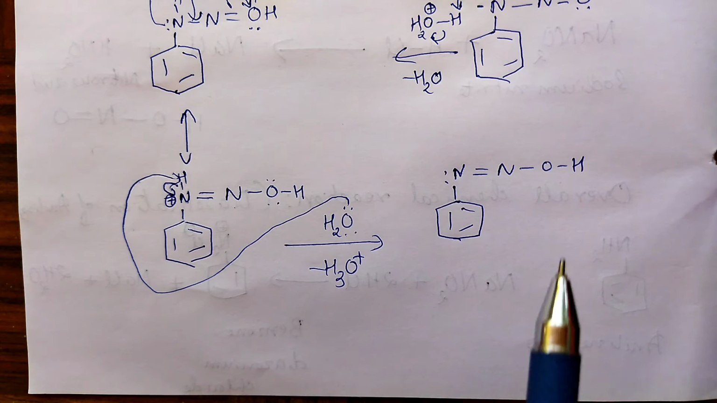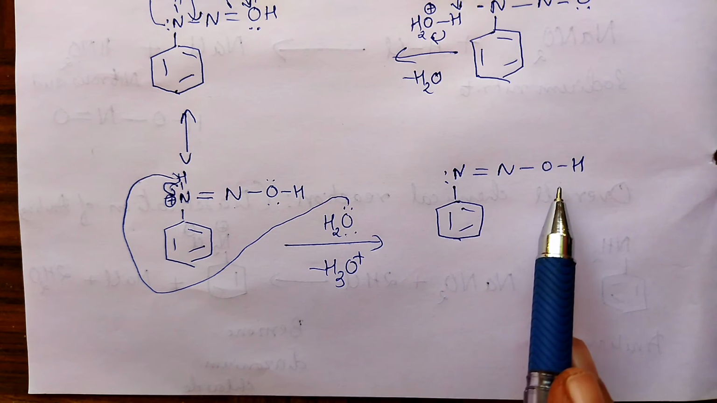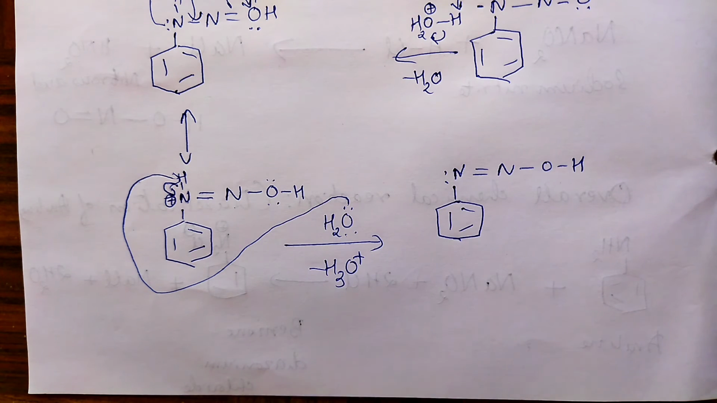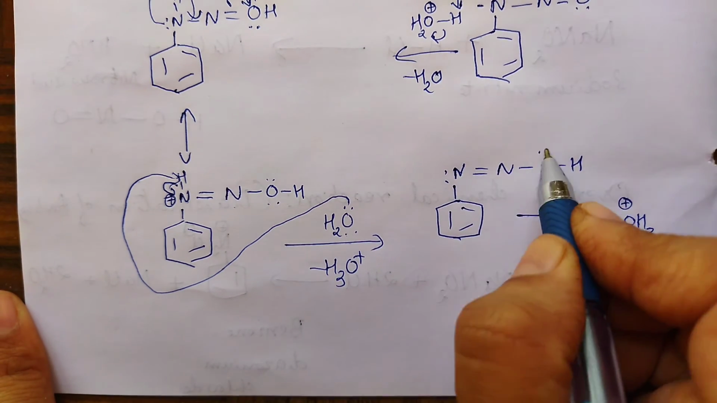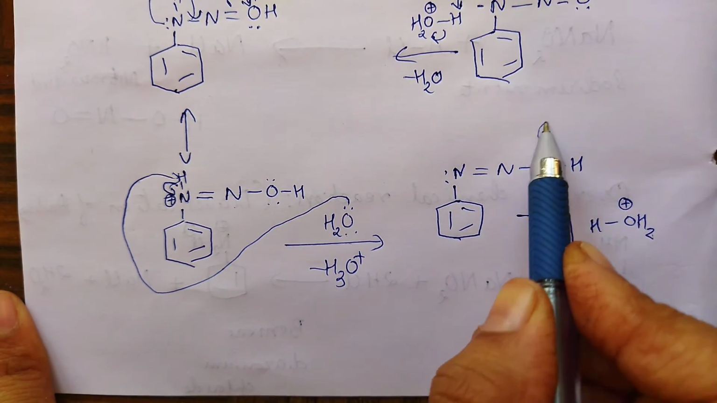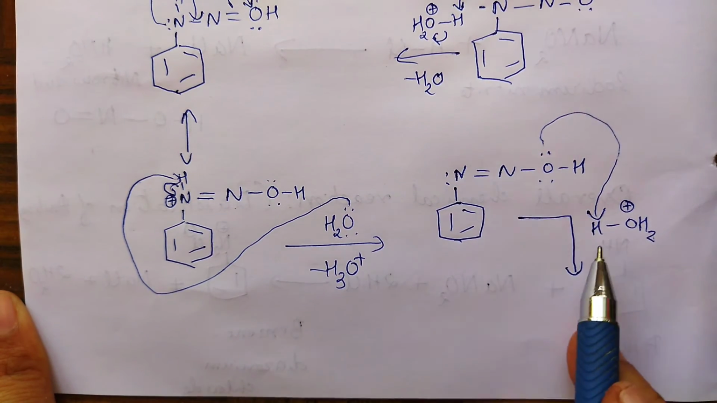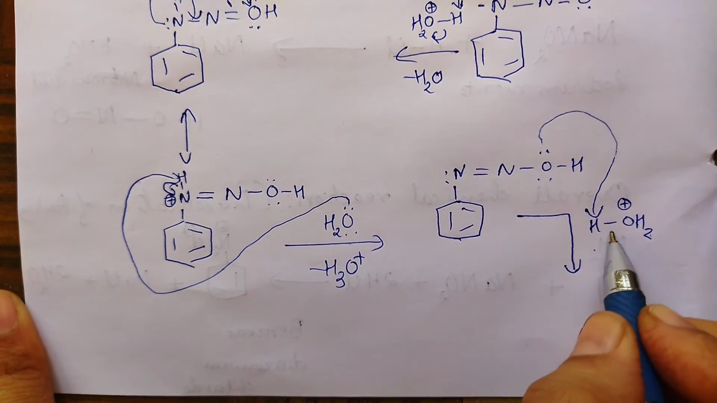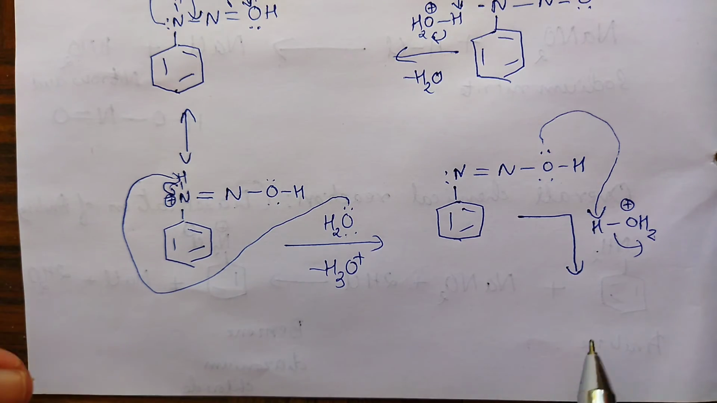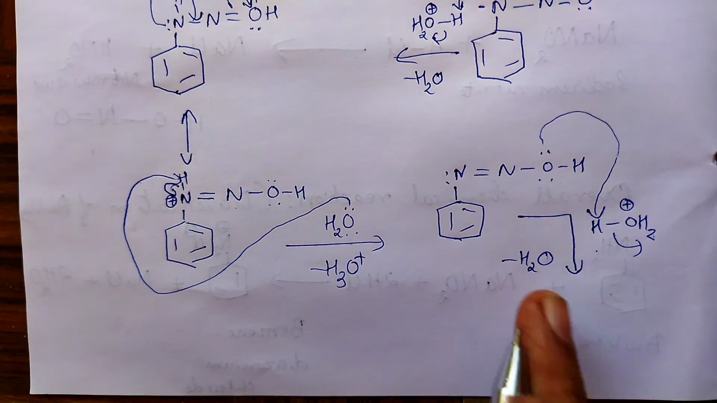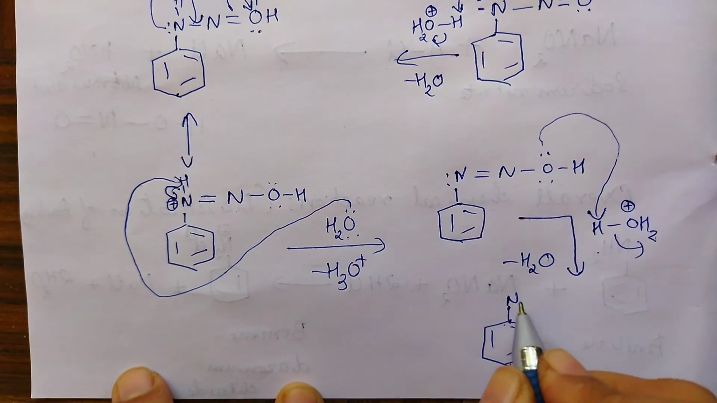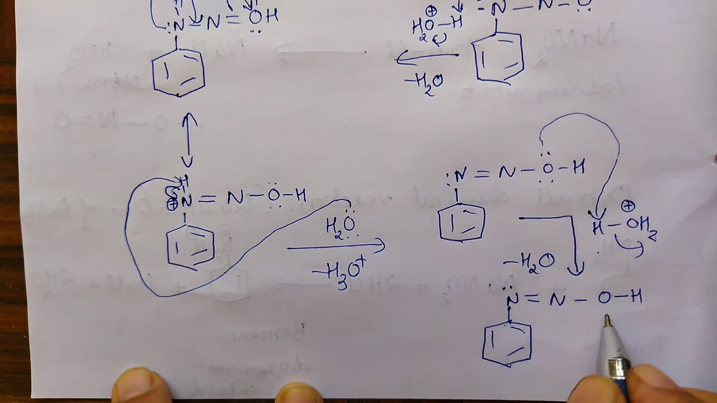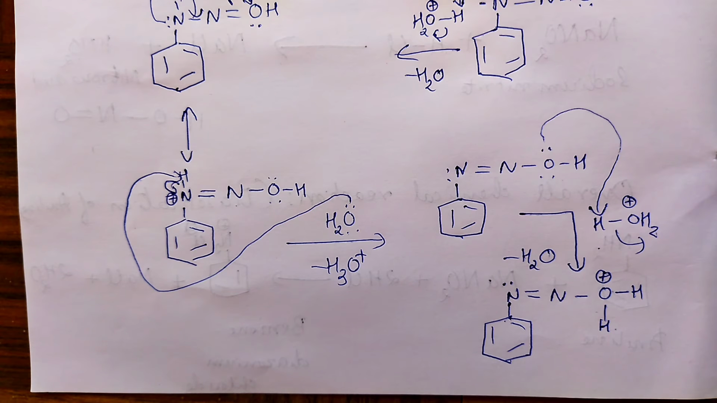In the next step, the OH group of this compound will react with the lost hydronium ion. I'll represent the hydronium ion in this way. The lone pair of electrons on oxygen abstracts a proton from the hydronium ion, thereby a water molecule is lost, minus H2O. So what is the product obtained? This is the product obtained.